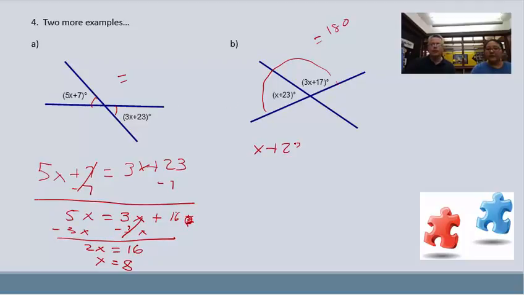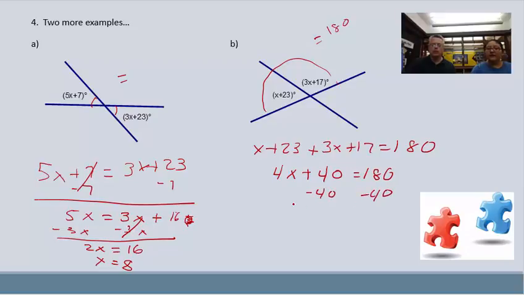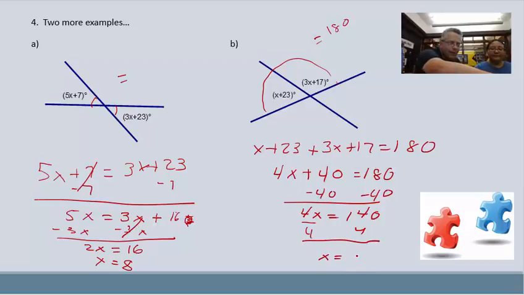And then these add to 180. So this is x plus 23 plus 3x plus 17, and that would equal 180. Now we add the x's, which is 4x. Then we add both whole numbers, so it's 40. That would be 180. We subtract 40 from both sides. So that's 4x equals 140. And then we divide by 4. I think we get a decimal this time. So 140 divided by 4? Maybe not. We don't. x is 35. Awesome.